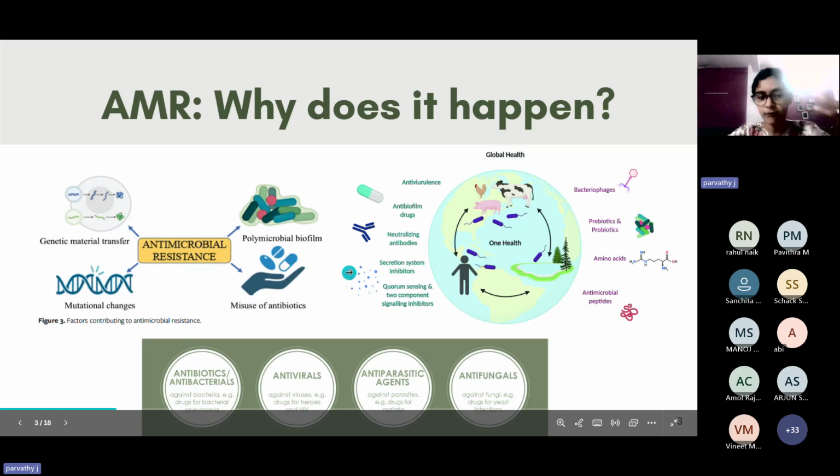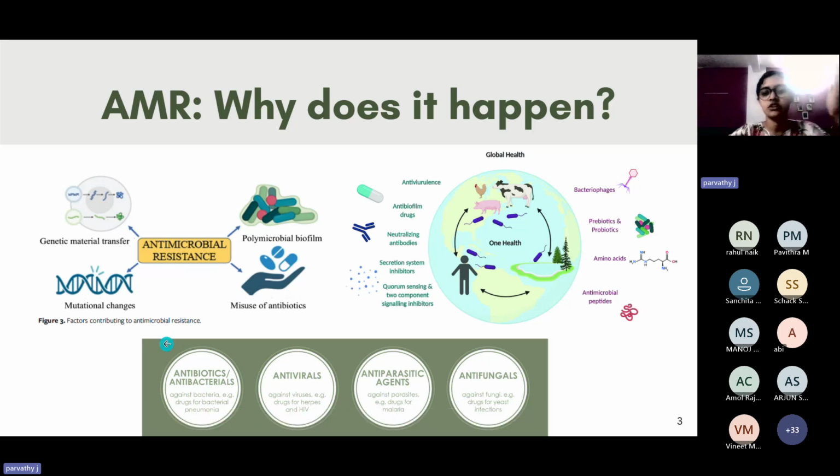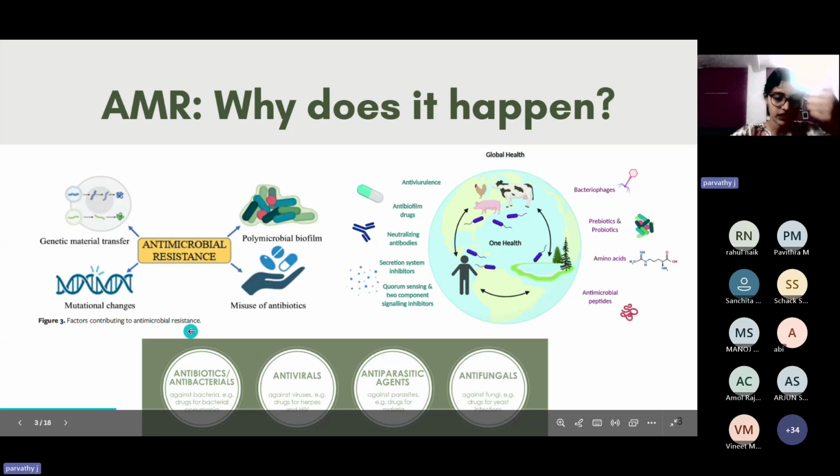So the most common compounds used against pathogens or pathogenic infection in general are antibiotics, like I mentioned, which are usually targeted to bacteria, antivirals against viruses, parasitic agents against parasites, and antifungals for fungi.